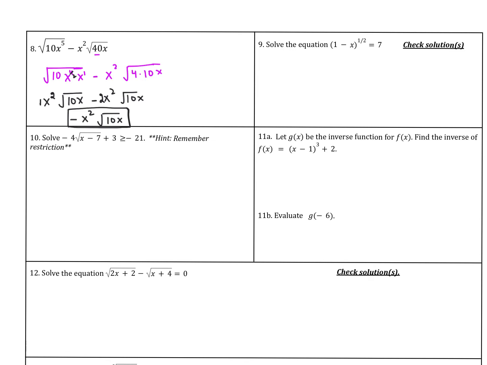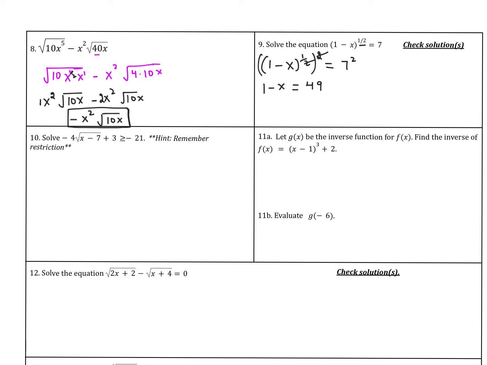So for number 9, you're going to take care of this square root. The opposite of square root, which is this 1 over 2, is taking square on both sides. So you take square on both sides. Square root and square cancel. You get 1 minus x equals 49.